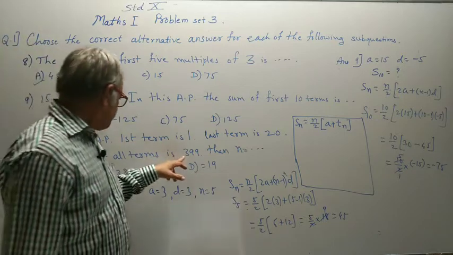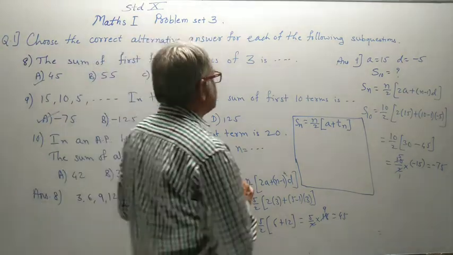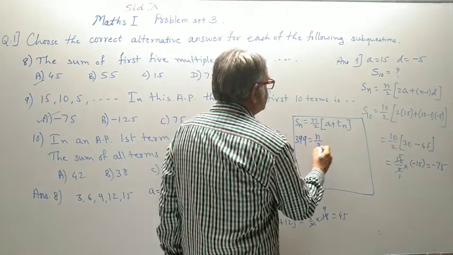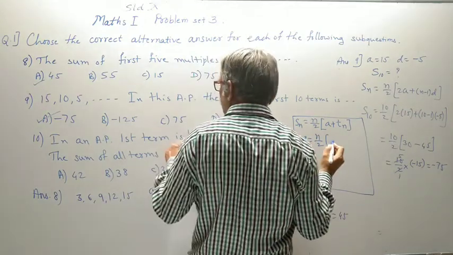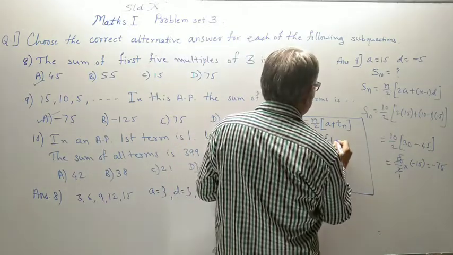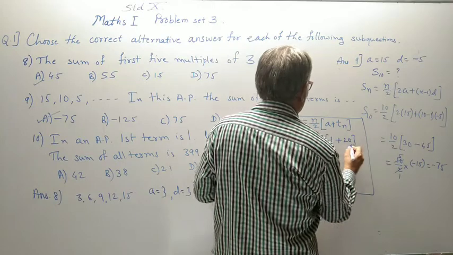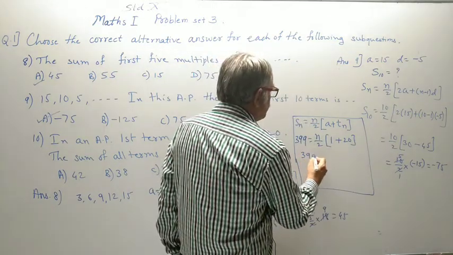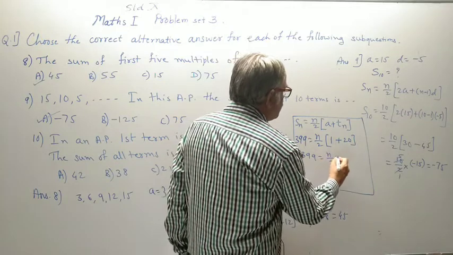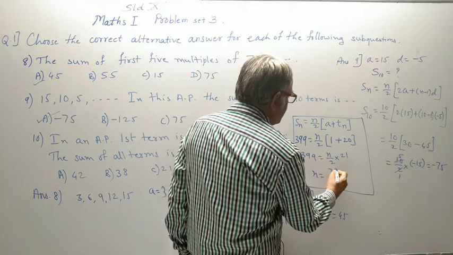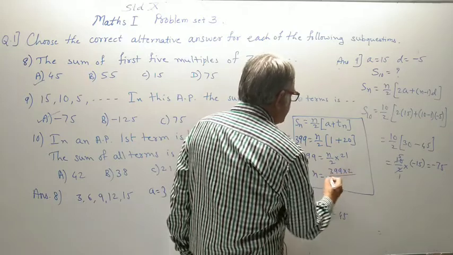In this, the sum of all n terms is given, 399. n we have to find. A is given, first term 1, and last term Tn is given as 20. So 399 is equal to n by 2 into 21. So n is 399 into 2 upon 21.